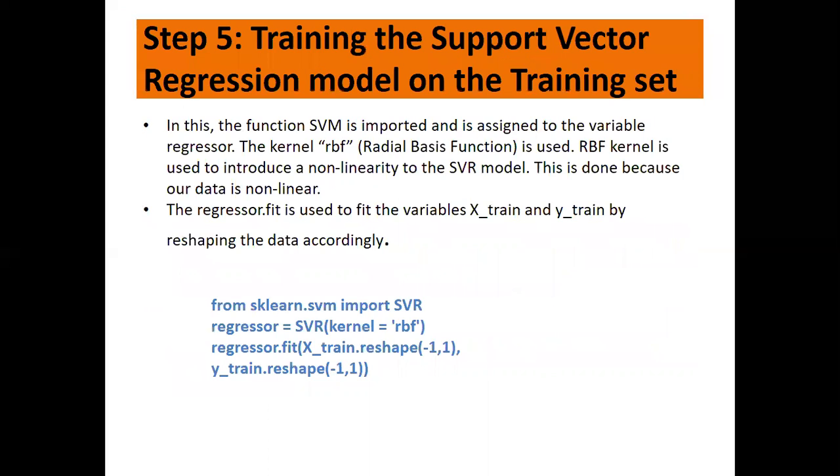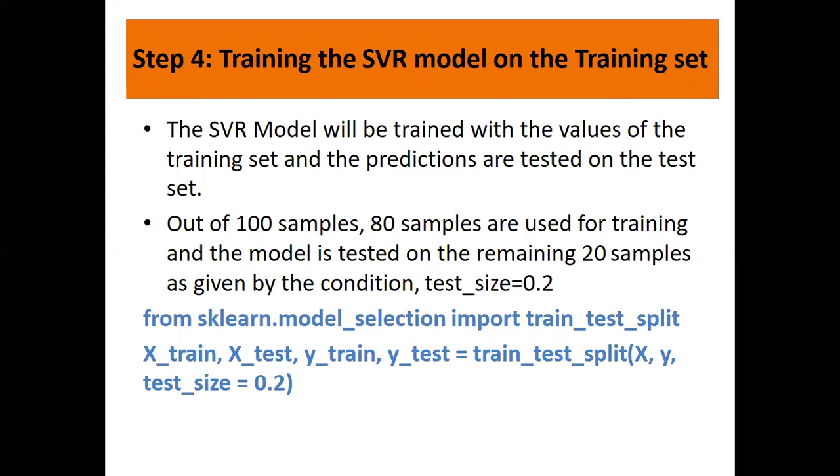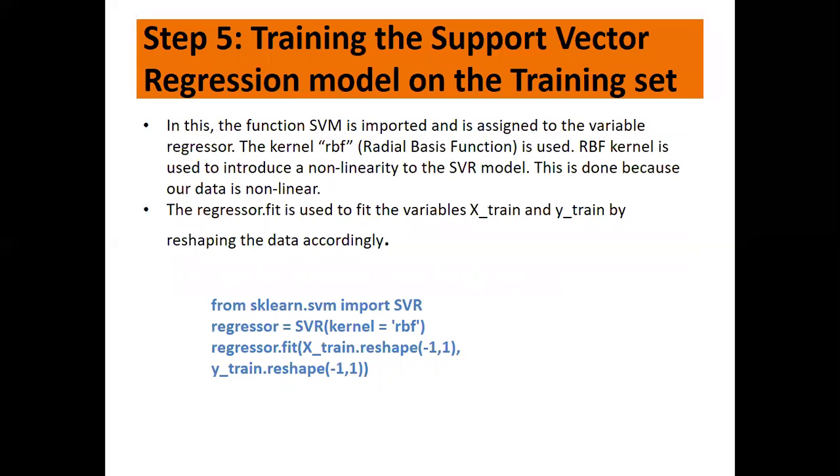The next thing we have is training the support vector regression, that is SVR model, on the training set. Now we are going to start the training. Here what we did was split the data set into testing and training. And now using the training data set, we are going to train our SVR model. In this, the function SVM is imported. You can just check it here. SVM is imported and is assigned to the variable regressor.